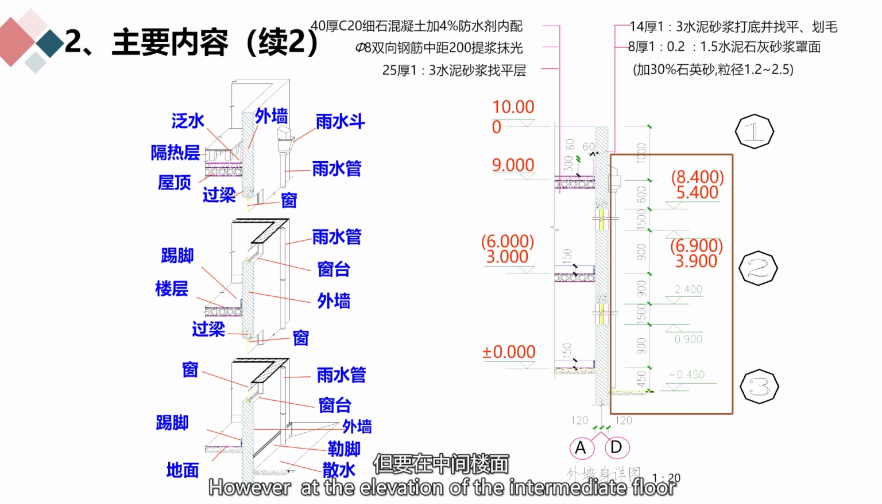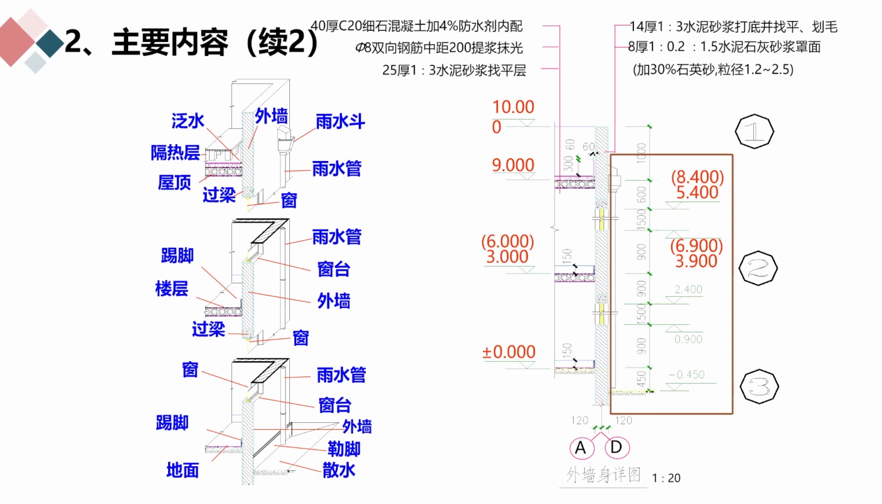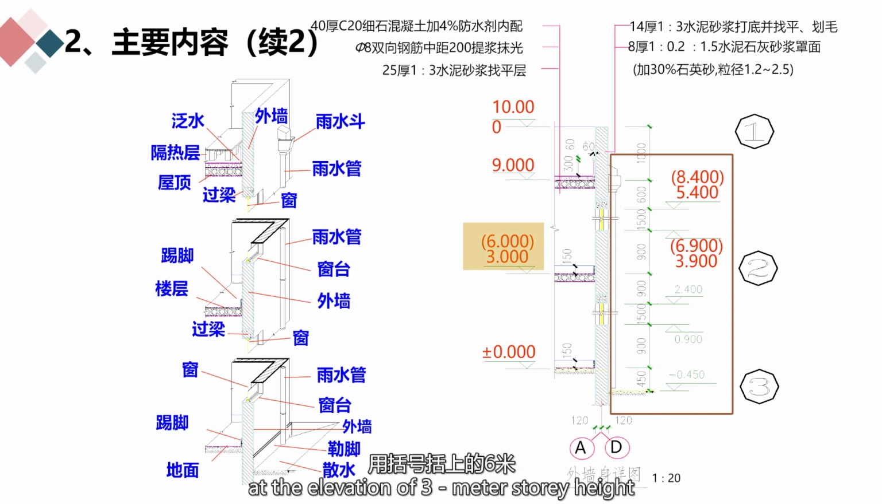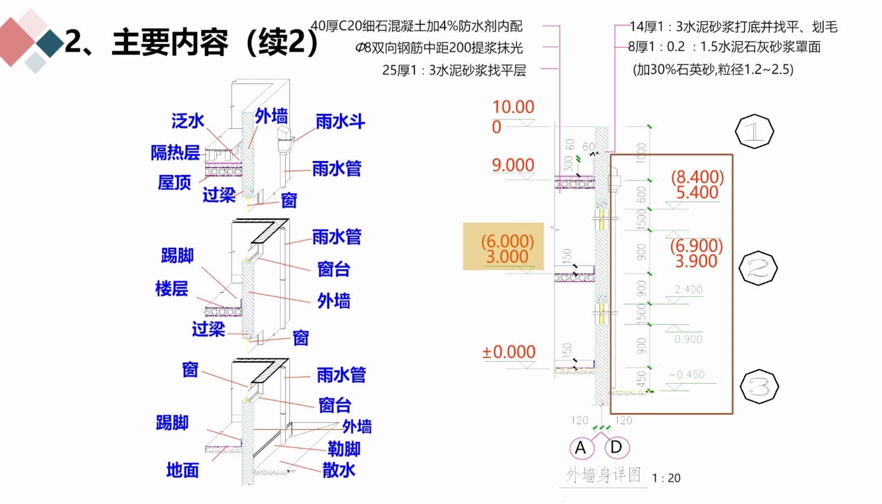drawn. However, at the elevation of the intermediate floor and the upper and lower edges of the wall openings, the elevation of the omitted floors should be noted in brackets, as shown in the figure, where 6 meters in brackets is at the elevation of 3-meter story height.